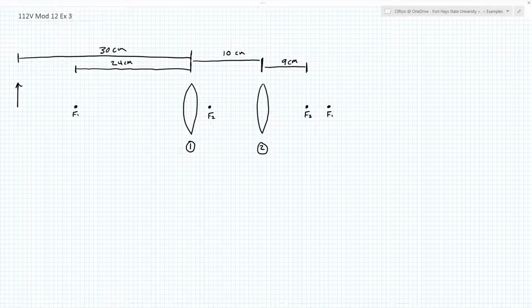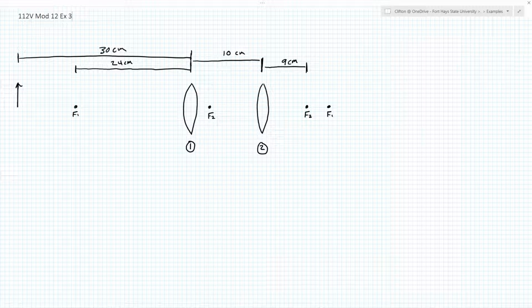This is example 3 in Module 12. It's exactly like example 2 in terms of the lenses that are used and their configuration. The difference is where the object is placed, and we're going to see that that actually makes a significant difference. So, the approach is the same.